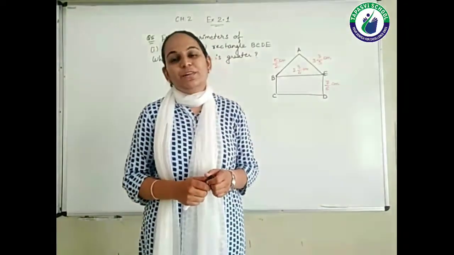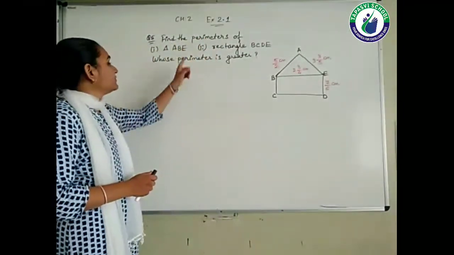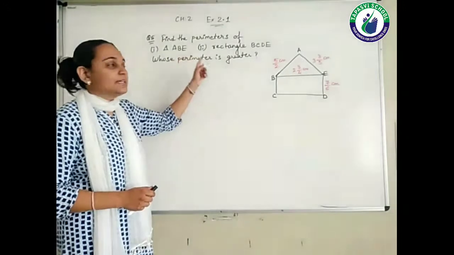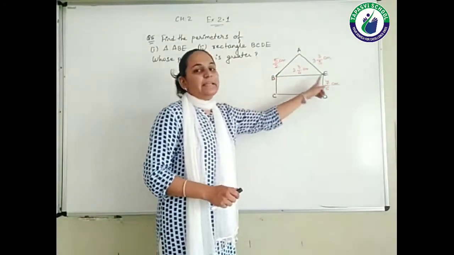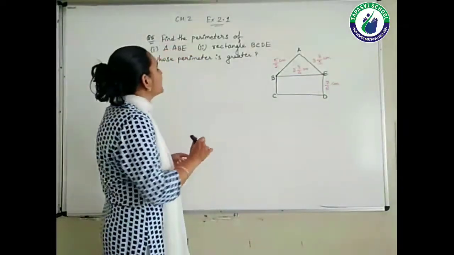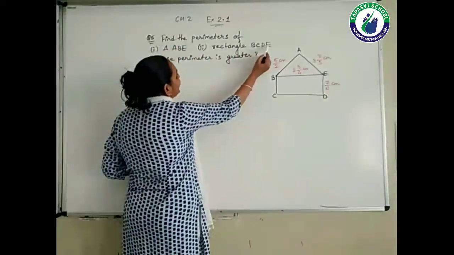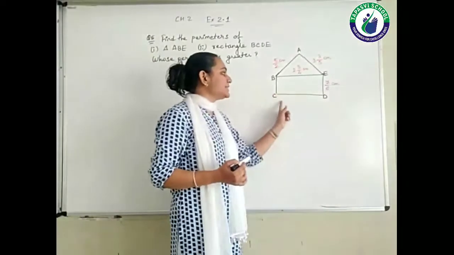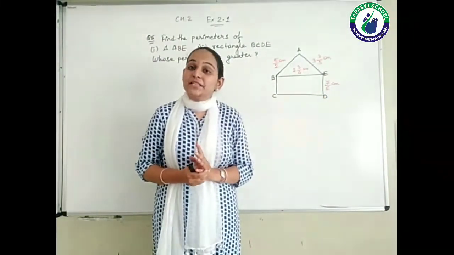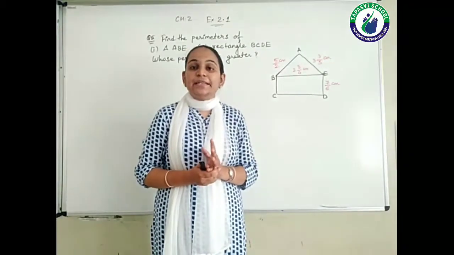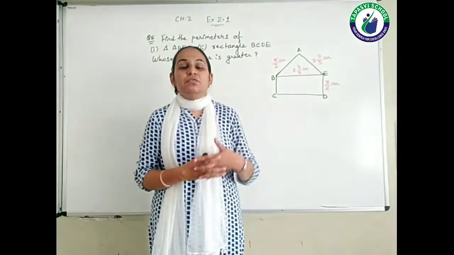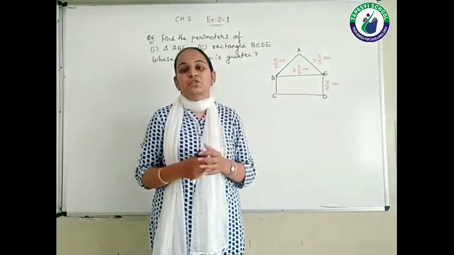Okay, students, now let's understand question number 5. That is, find the perimeter of triangle ABE. That means ABE. So this is your triangle and you have to find the perimeter of it. Next one, students, that is rectangle BCDE. So this is a rectangle BCDE. We have to calculate the perimeter of the triangle and the rectangle, and after calculating it, we have to tell which particular perimeter is greater, whether it is of the triangle or of the rectangle.